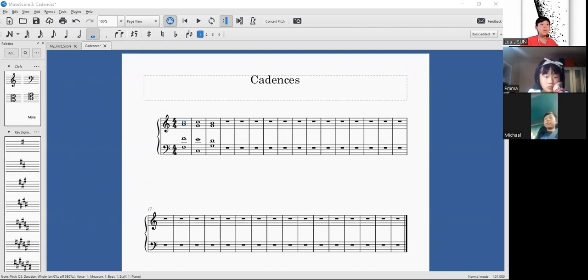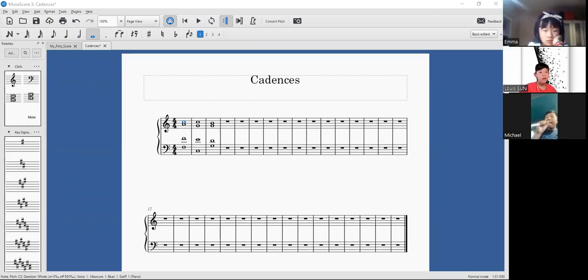That's a plagal cadence preceding an imperfect cadence, and the entire chord progression is 4-1-5. 4-1-5.